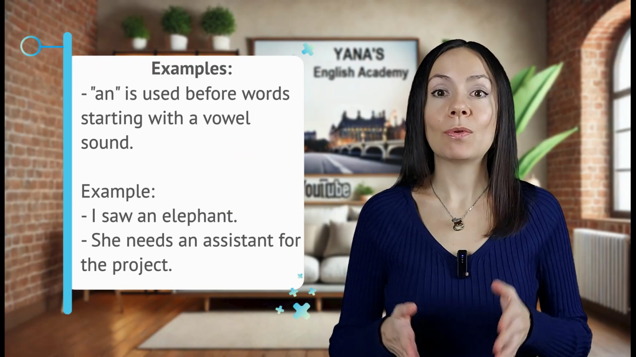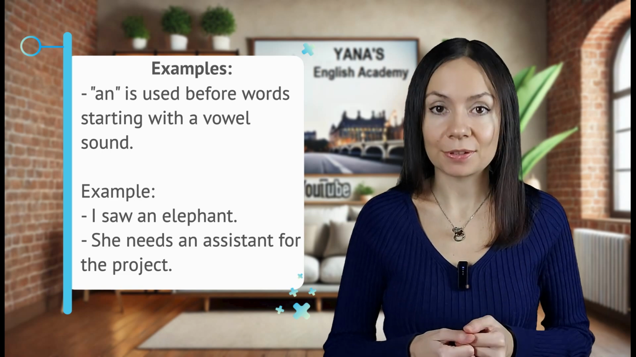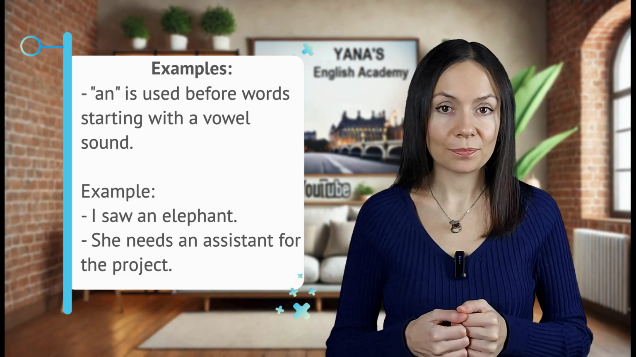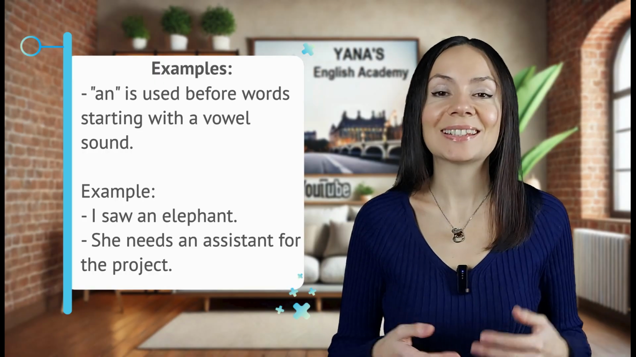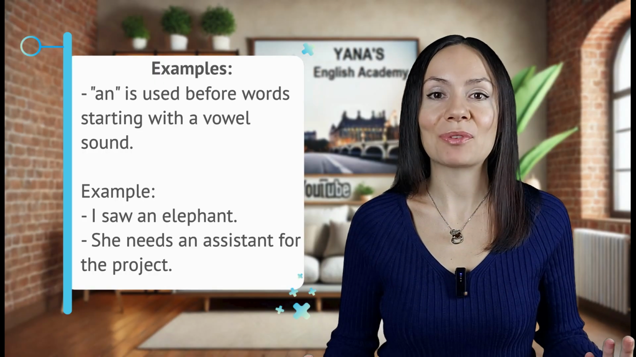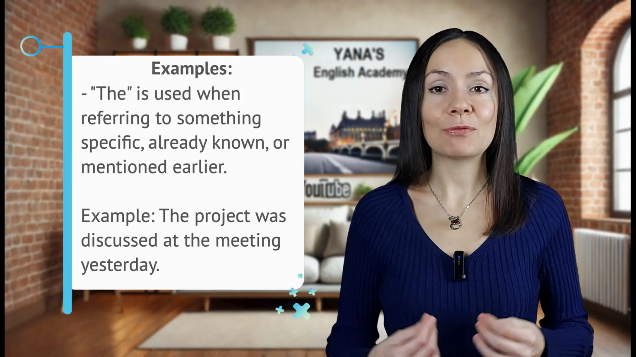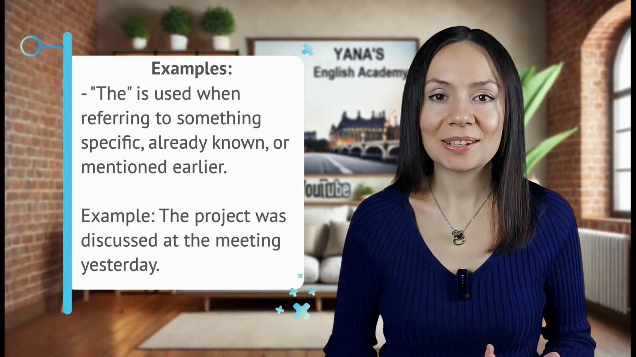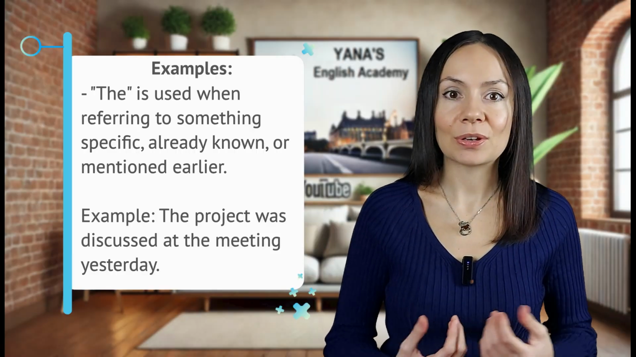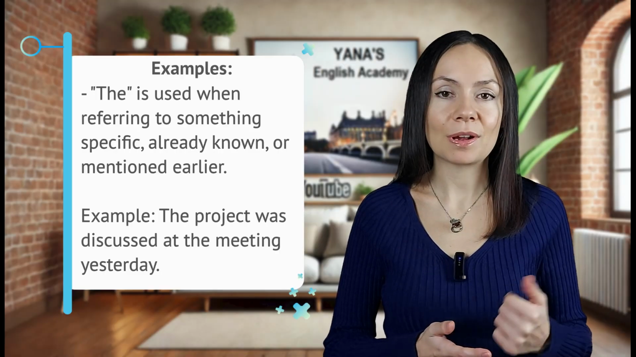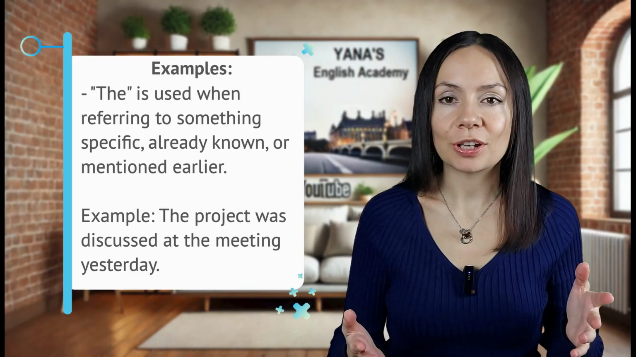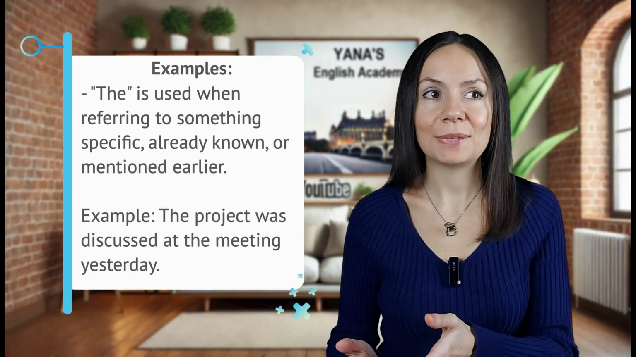An is used before words starting with a vowel sound. Example: I saw an elephant. She needs an assistant for the project. The is used when referring to something specific already known or mentioned earlier. For example, the project was discussed at the meeting yesterday.